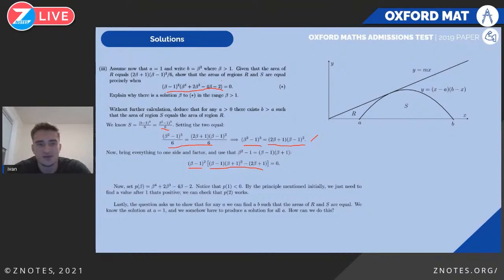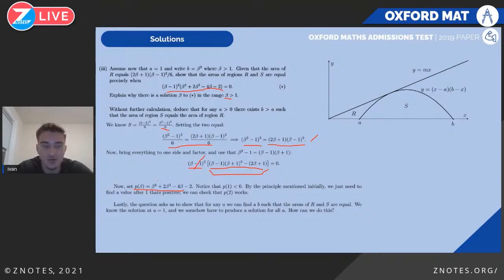Okay, so now let p(beta) be the part inside here, because we know that beta minus 1 gives a solution of 1, right? So we can just forget about this and suppose beta is not 1. So we want to know why there's a solution of beta greater than 1. And so we want to show that there is a solution of p where beta is greater than 1, right? So now we know what we need to do. We need to look at what p(1) is.